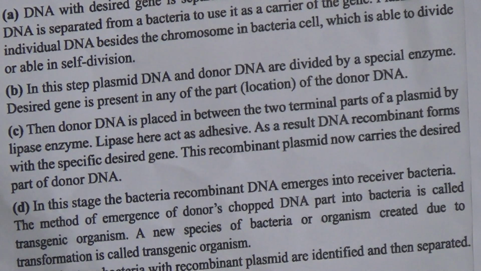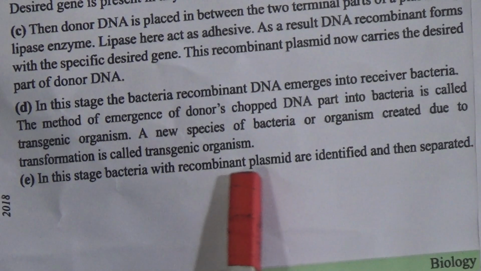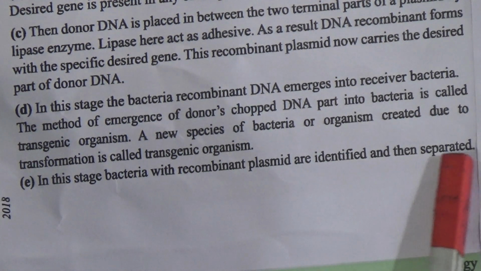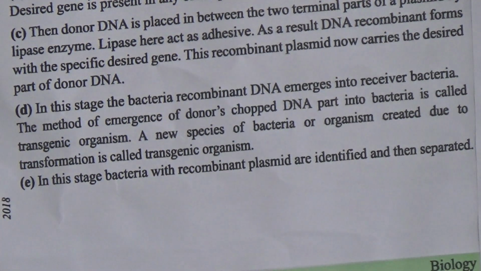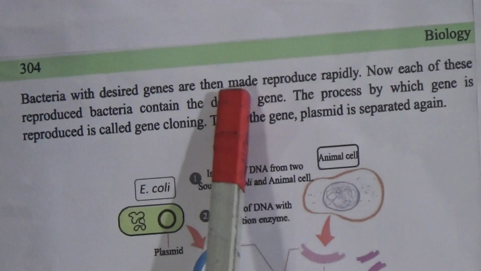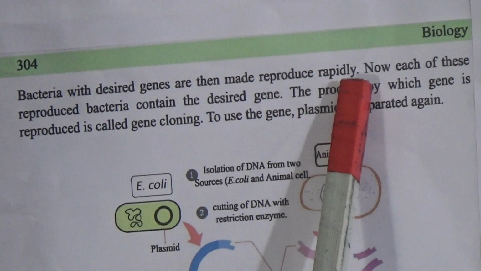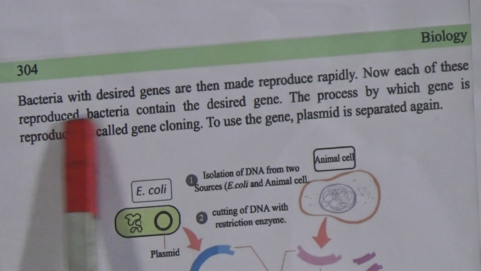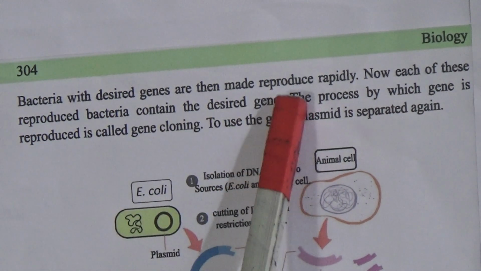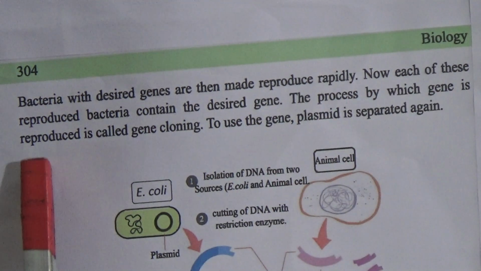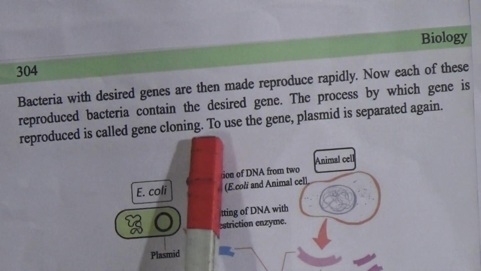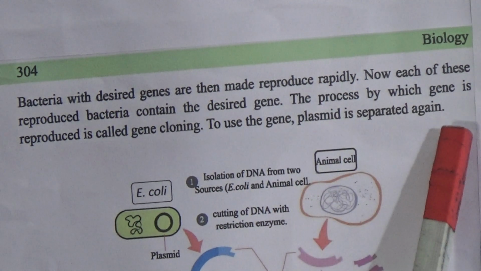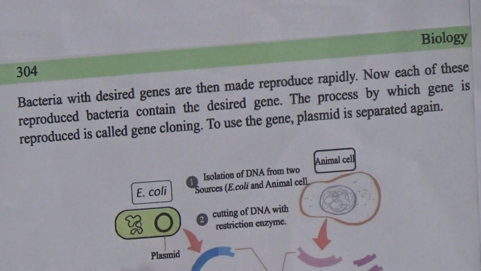Next step: in this stage bacteria with recombinant plasmid are identified and then separated. Bacteria with the desired gene are made to reproduce rapidly. Now each of these reproduced bacteria contains the desired gene. The process by which a gene is reproduced is called gene cloning, and to use the gene, the plasmid is separated again. Now come to the picture of these steps.